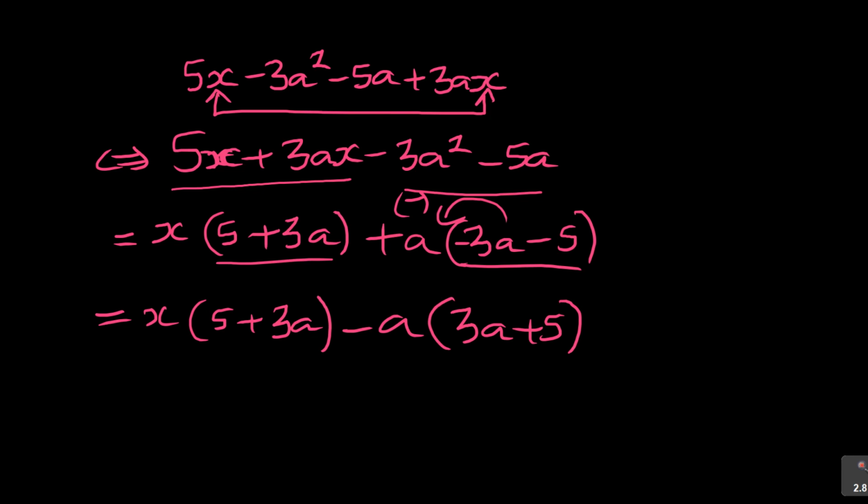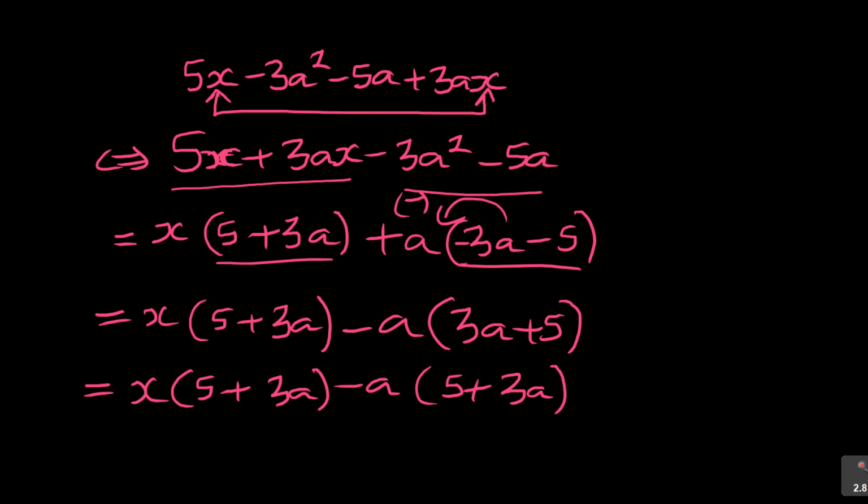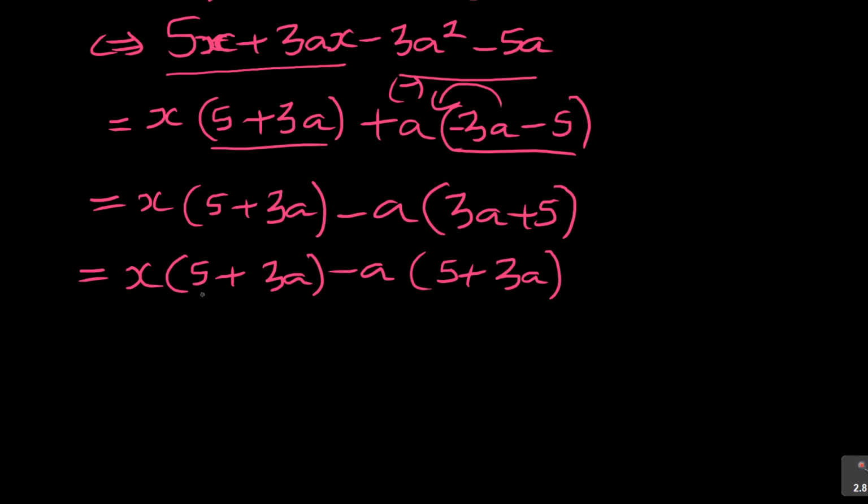Are you seeing that? So equal to, and then you've got, now look at it. It's 3a plus 5. 5 plus 3a is the same thing. So you've got x 5 plus 3a minus a, you can write it 5 plus 3a. Are you seeing that? So that is that. So the brackets are now the same.